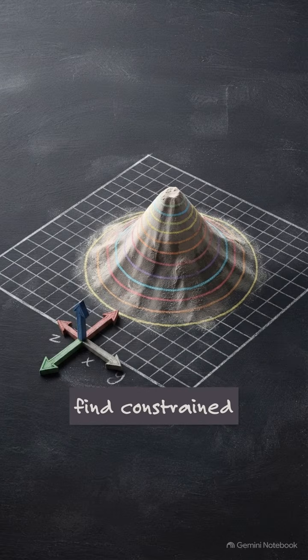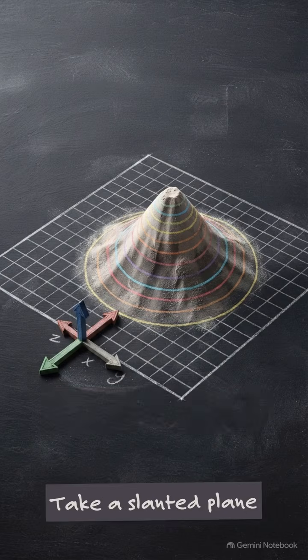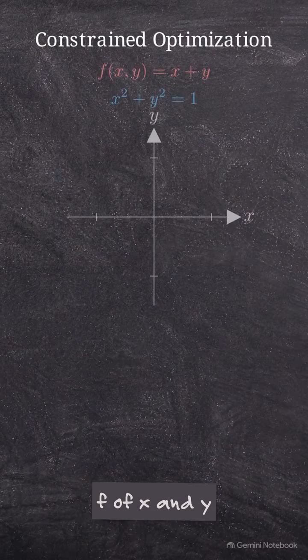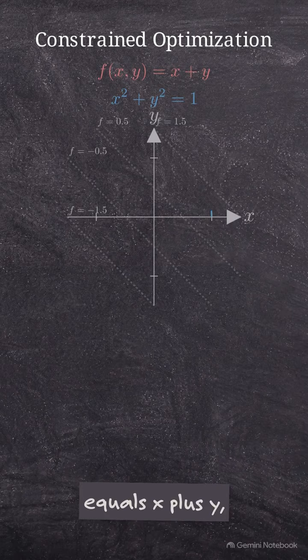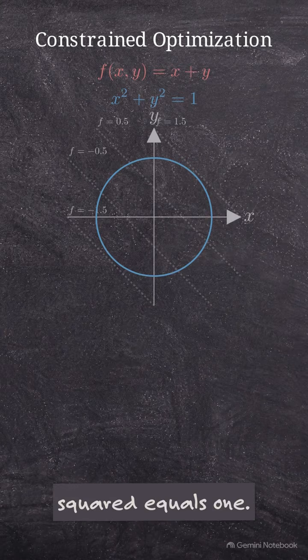Lagrange multipliers find constrained optima, but geometrically, why does setting gradient vectors parallel actually work? Take a slanted plane objective function f of x and y equals x plus y, constrained to a flat circular boundary x squared plus y squared equals 1.